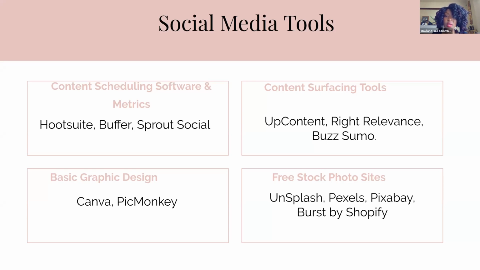Content surfacing tools. These are different websites where you can get the content that you need. We've said that there are many of us who just get by, and many of us who don't post as often, because based on what your business is, you may not wake up every day knowing what you need to post. It's not that easy all the time. But you can go to Upcontent, Right Relevance, or BuzzSumo and get that content.